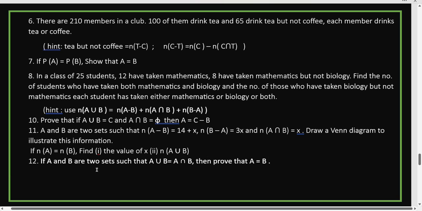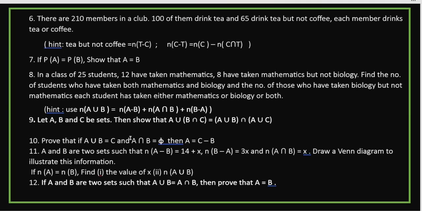I think the next question is: if A and B are two sets such that A union B equals A intersection B, then prove that A equals B. Here you have to solve this algebraically. It means proving that each one is a subset of the other. Okay, next. I think I missed question number 9.